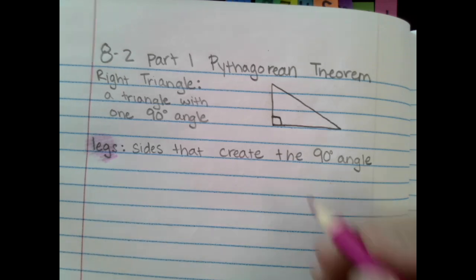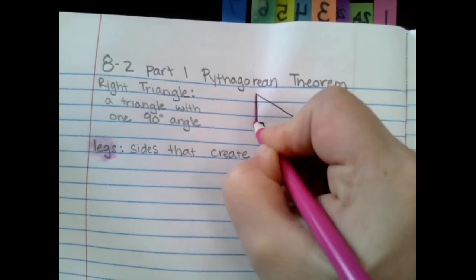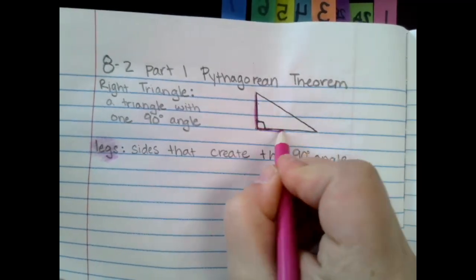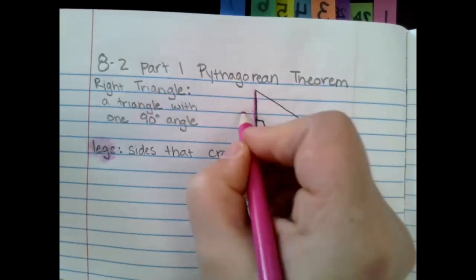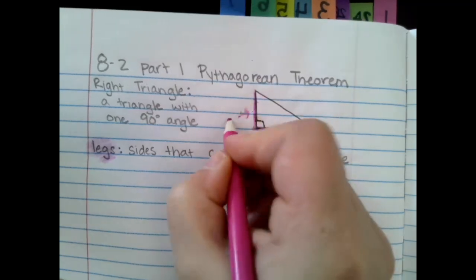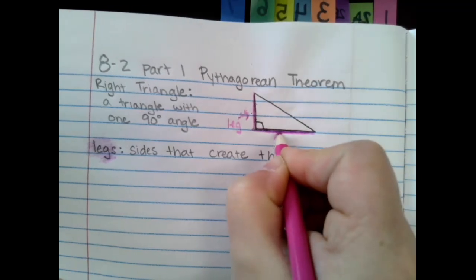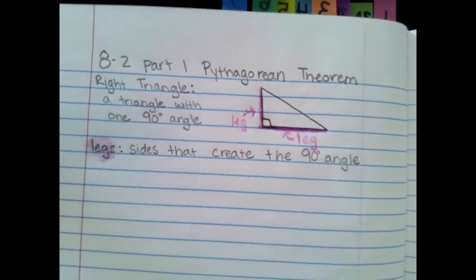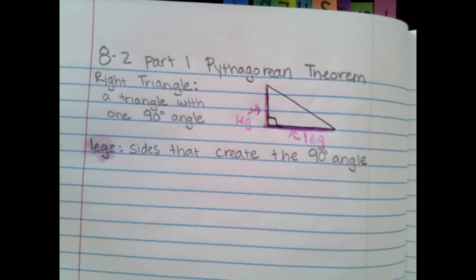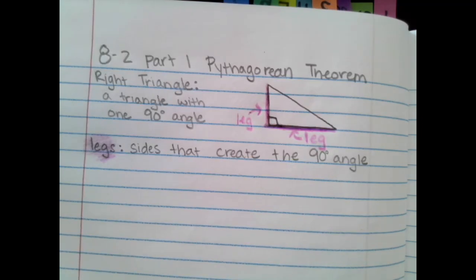All right, as I look at my legs, they come down to that 90-degree angle. They kind of surround that 90 degrees. So I have that leg and a leg. There's two of them. So go ahead and make sure you get that labeled even if you're not using colors. Label your legs. Those are really important. They're the sides that create the 90-degree angle.